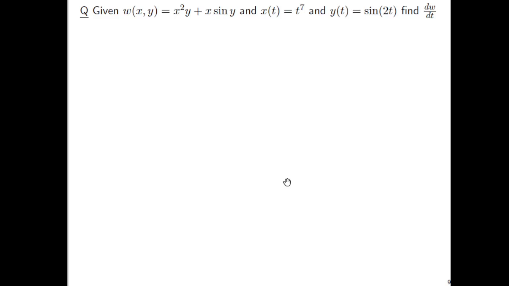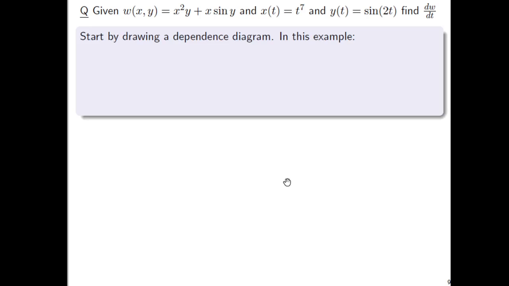Given w of x, y equals x squared y plus x times sine of y, and x of t equals t to the seventh, and y of t equals sine of 2t, find dw/dt. So what we're going to do is start by drawing a thing called a dependence diagram.